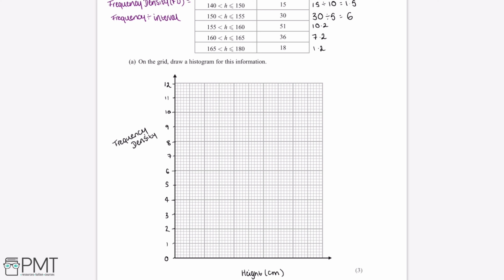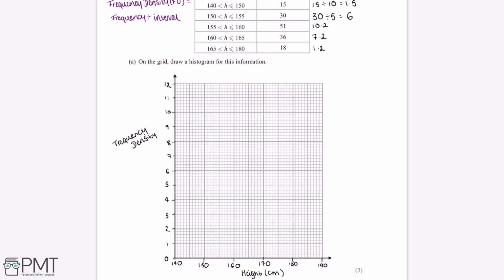Next, the height. We have heights ranging from 140 centimetres to 180 centimetres. So a suitable scale for this would be that every square is equal to 1 centimetre, so therefore every 10 squares would be equal to 10 centimetres. And we can start at 140 centimetres. So now the next thing we need to do is fill in this histogram.